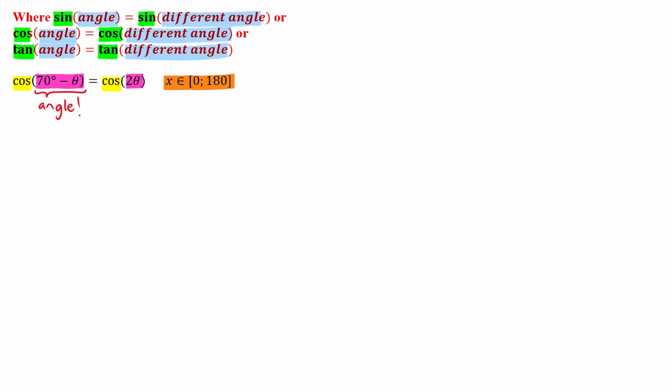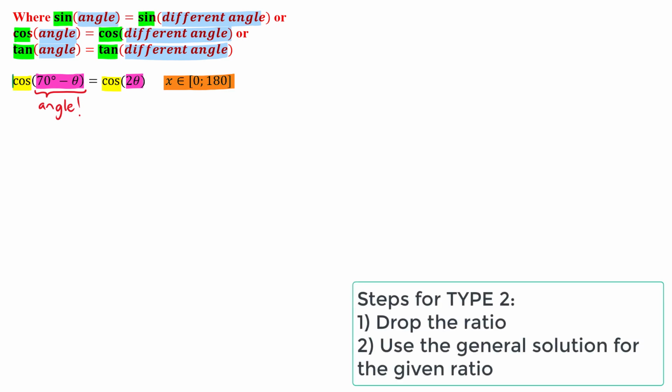Whenever this is the case, you can clearly see that we have equal ratios. What that basically means is that we can go ahead and drop those ratios straight away. It's similar to the idea of having something like 2 to the power of x equals 2 to the power of 4. Because we've got the same base, we could go ahead and equate the exponents. So it's exactly the same idea.